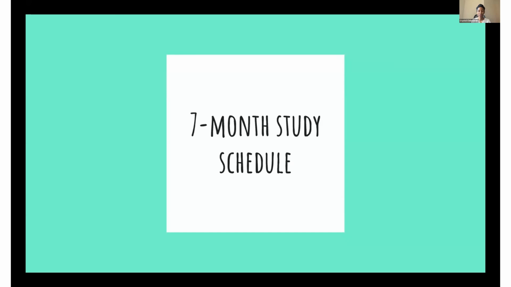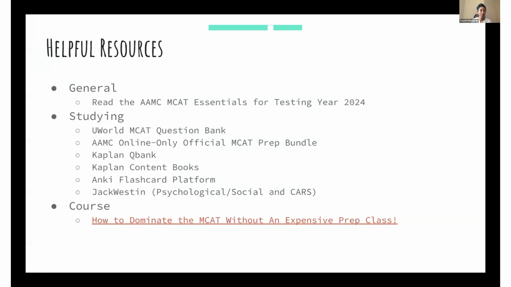So I guess I can go through some of the things I was just talking about, some of the resources. Just to give you a quick look, that was UWorld and the AMC prep bundle. Some other ones I didn't use, but I've heard they were helpful, are the Kaplan Q Bank and their content books as well. I have these content books, but I just didn't use them, so I put them here just because I had them. And then the Jack Westin.